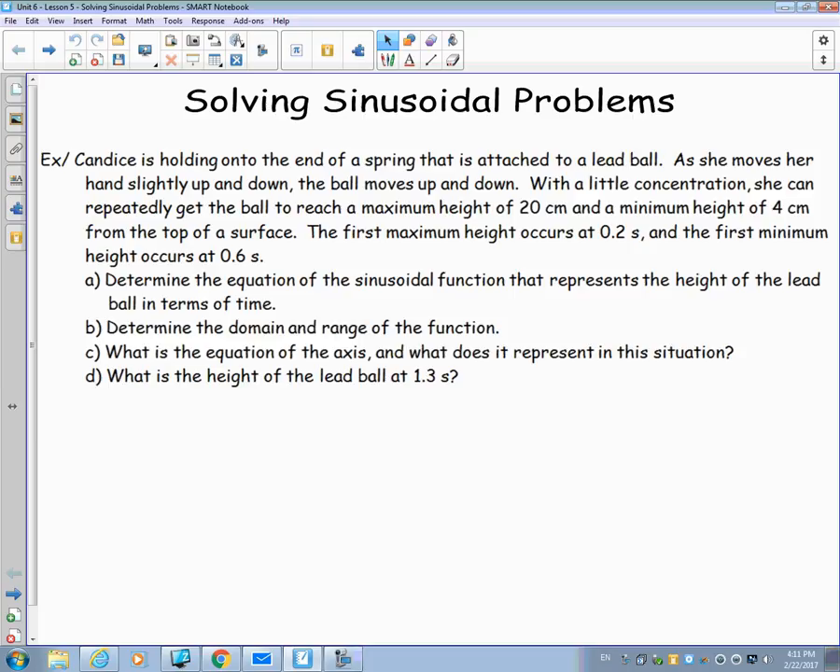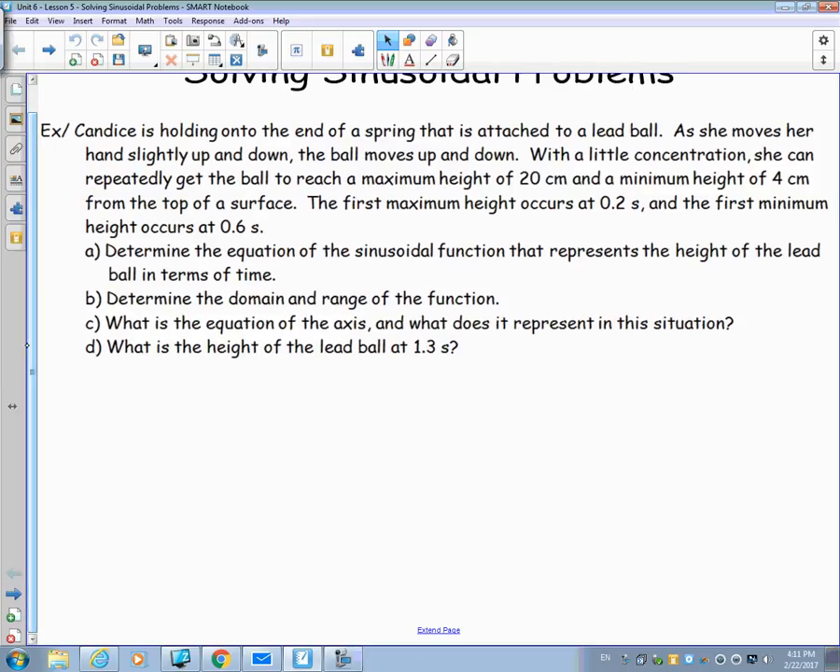We have Candace. She's holding on the end of a spring that's attached to a lead ball. As she moves her hand up and down, the ball goes up and down. Without concentration, she can repeatedly get the ball to reach a maximum height of 20 and a minimum height of 4 from the top of the surface. And the first maximum occurs at 0.2, and the first minimum at 0.6. Can we figure out the equation that represents this?